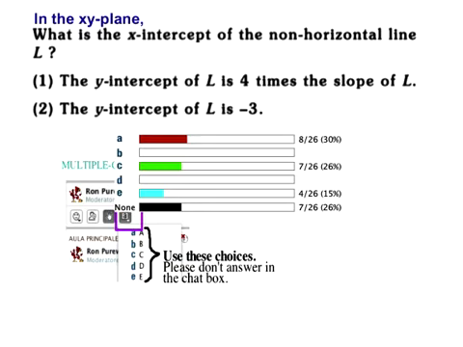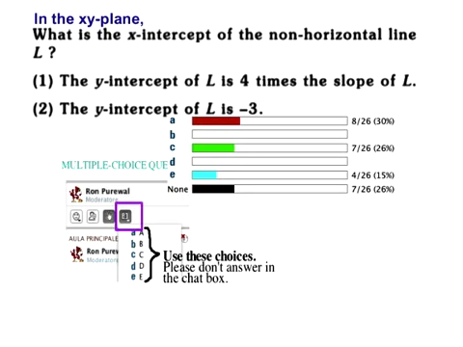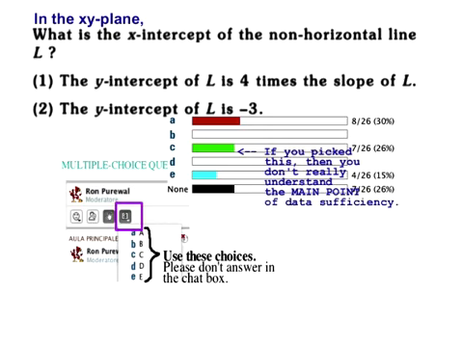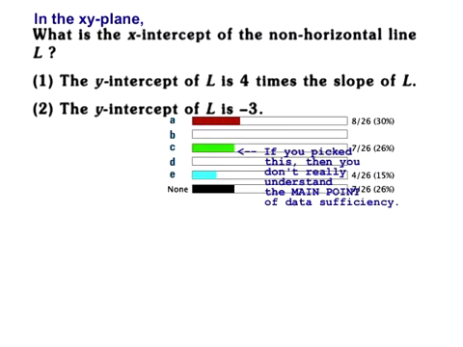But okay, here, if you picked this choice right here, if you're in the group that picked this answer, if you pick C, then you still don't really understand the main point of data sufficiency. Let's talk about that.